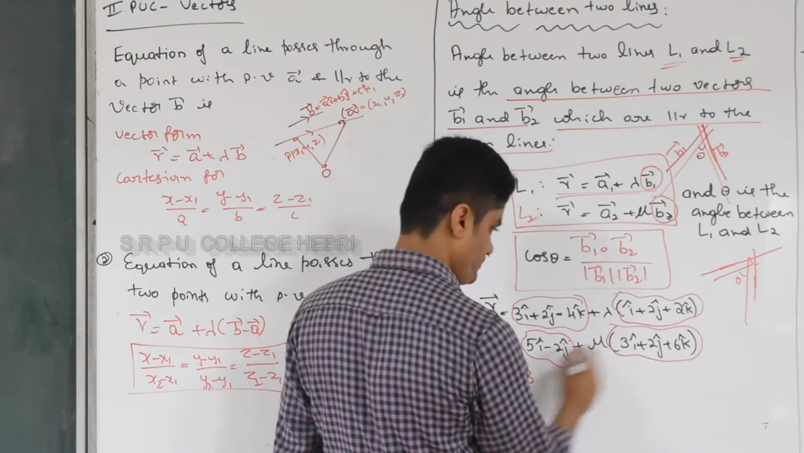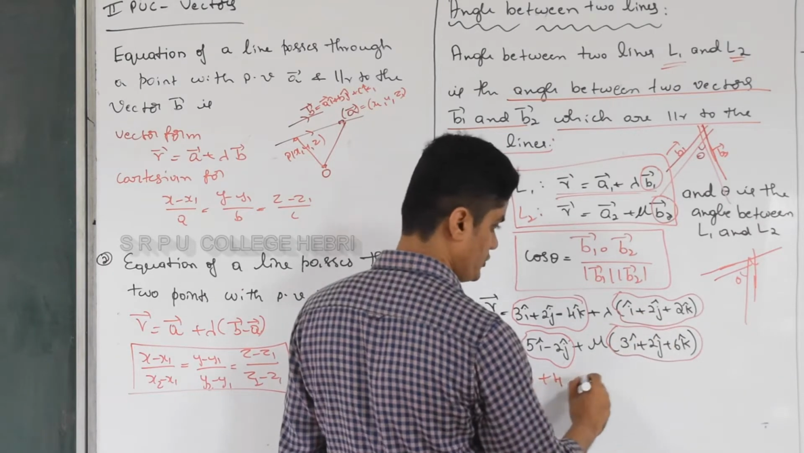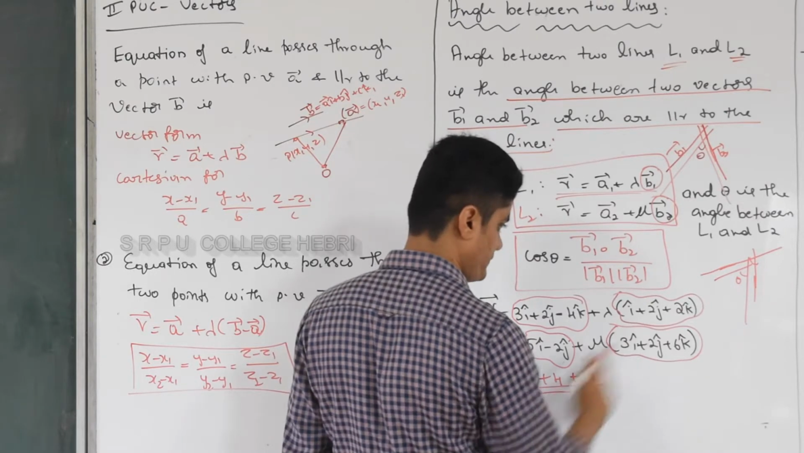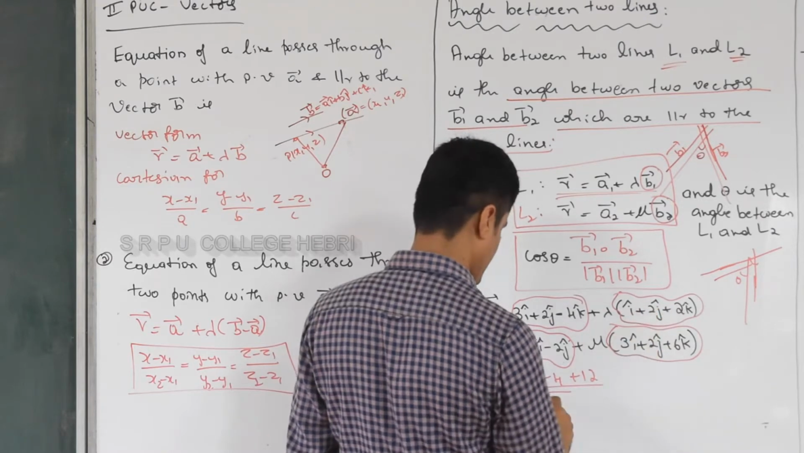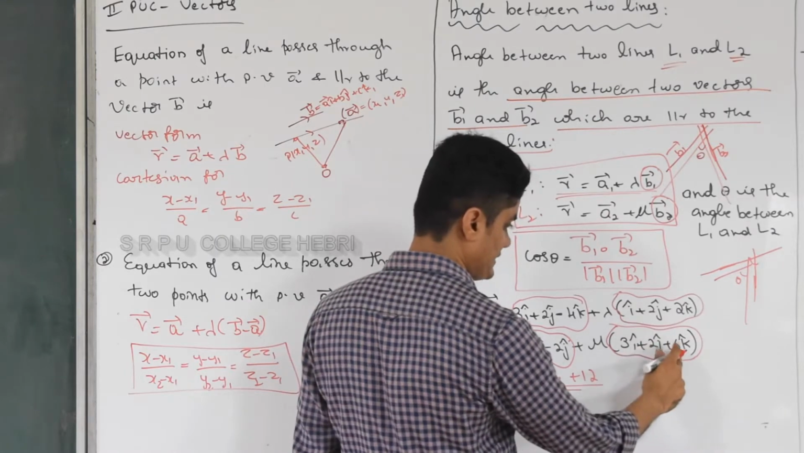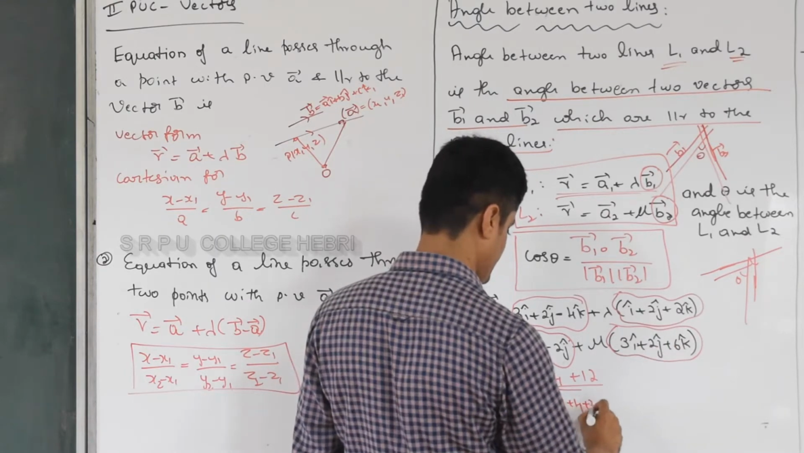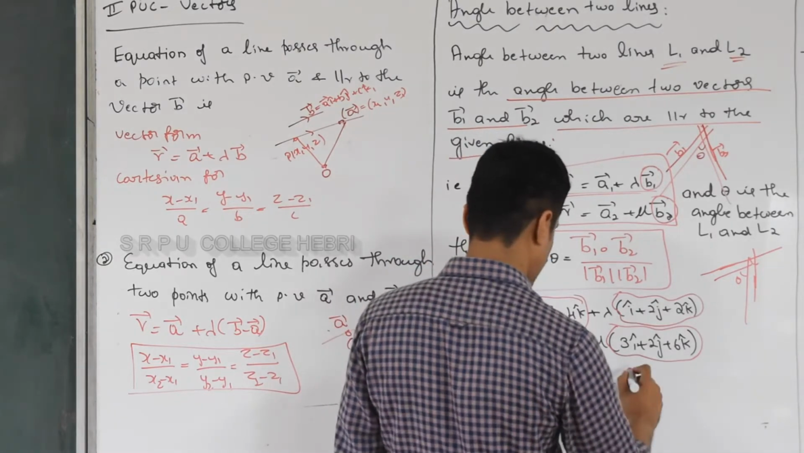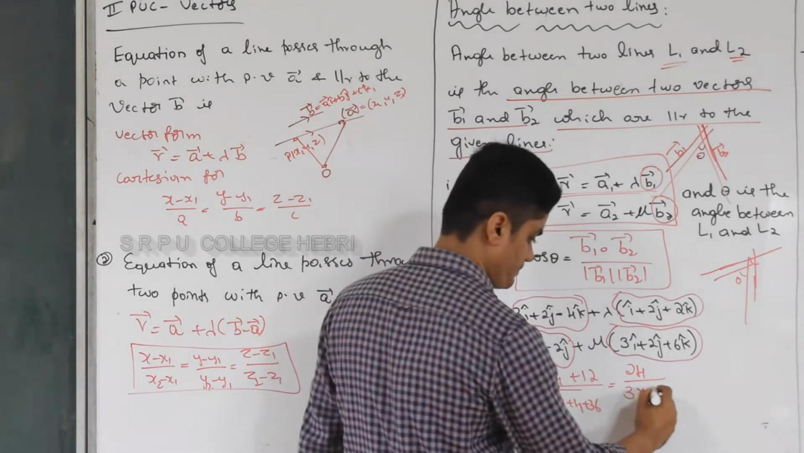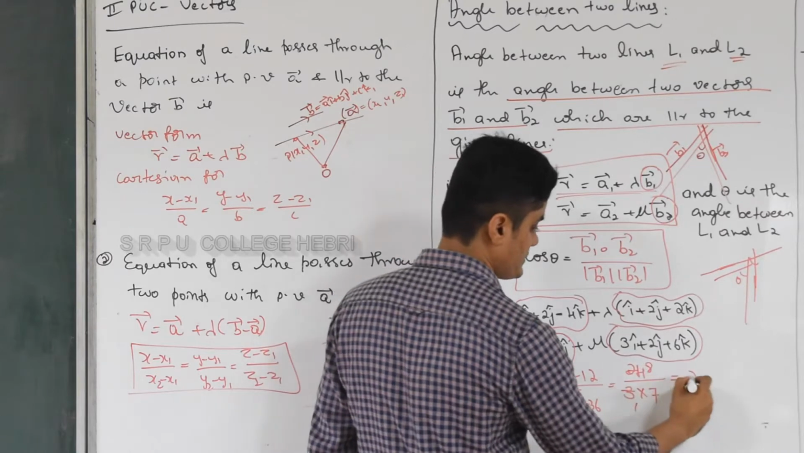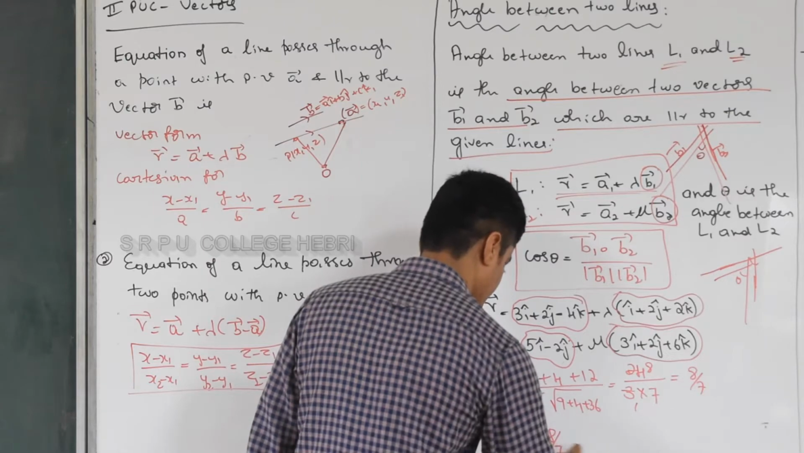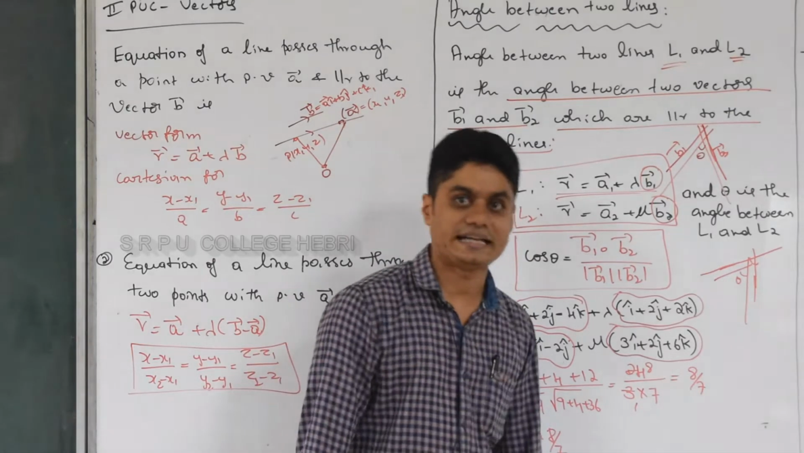Take the dot product. 3 into 2, 2 into 2, 2 into 6, so 12, divided by their magnitudes. 1 plus 4 plus 4 is 9, so the root is 3. Next one, 9 plus 4 plus 36, which is 49, so the root is 7. So it is 12 plus 12, which is 24. In the denominator, 3 into 7 is 21. So theta is cos inverse of 8 by 7. So this is the angle between the two straight lines.